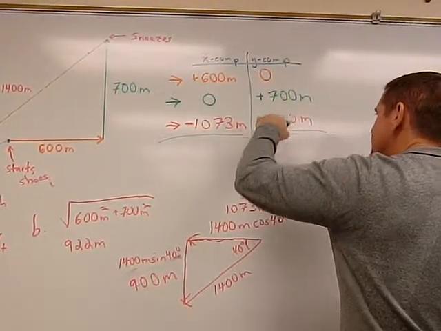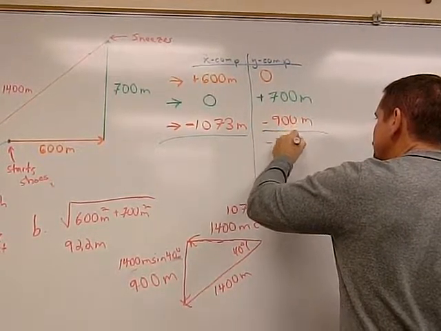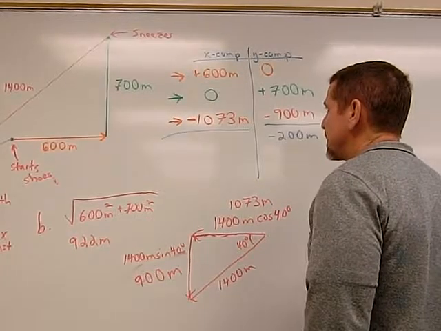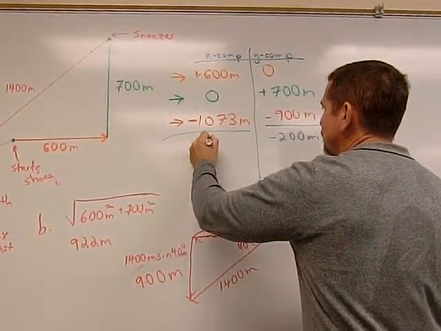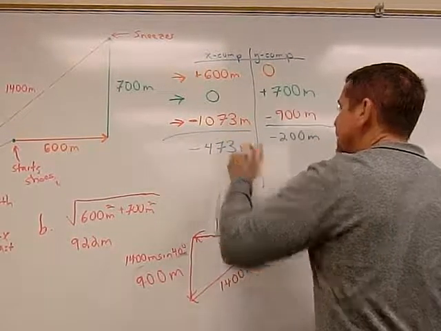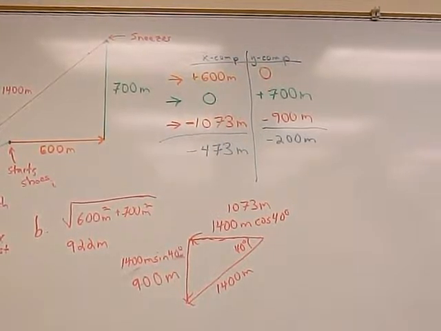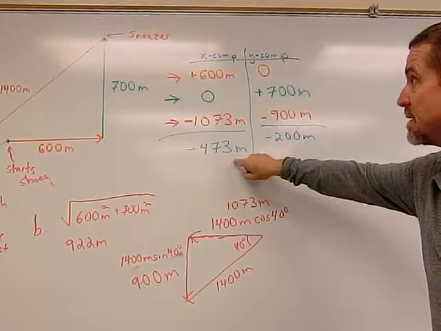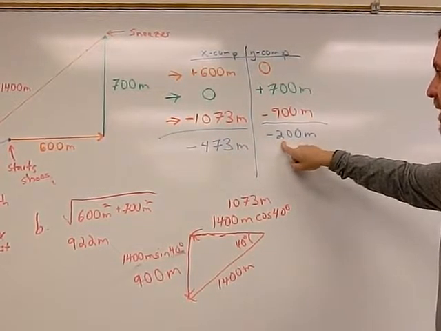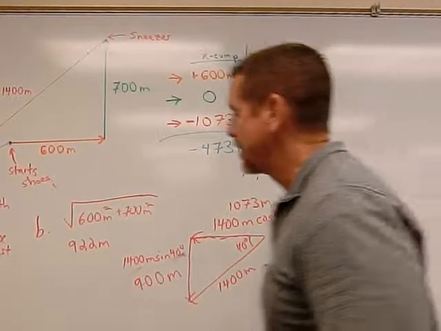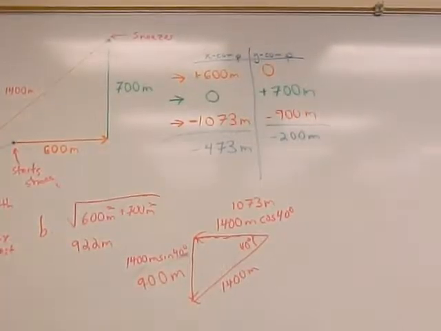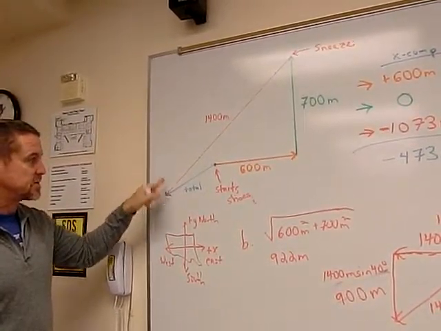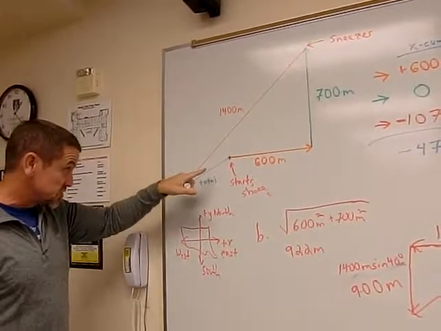So we got a positive 700 and a negative 900. That's negative 200. We got a positive 600, a negative 1073. That's minus 473 meters. Right. And so now, if I look at these values, it's minus in the x total, so it's to the left, and it's minus in the y, so it's to the left and down. And if I look here at my picture, I can believe that it's minus 473. I say to the left, but here the left means west. And 200 down, I can believe that. Just looking at my total here.